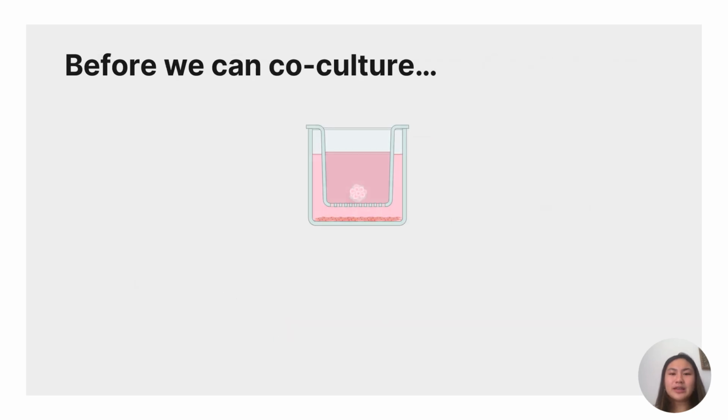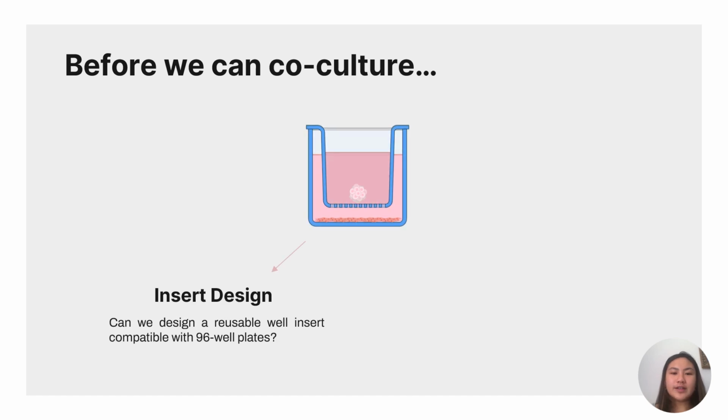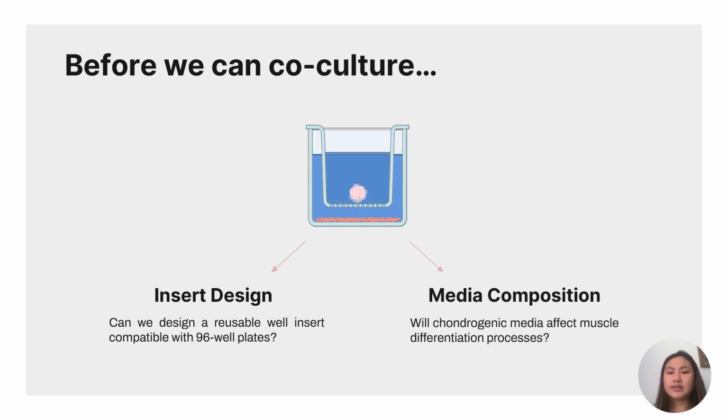But before we can coculture in this transwell insert, there are two separate concepts we must be aware of and think about. First off is the insert design. Are we able to design and 3D print a reusable well insert that is compatible with our 96 well plates that we use in our cell culture process? And our second idea that we must think about is the media composition. Will chondrogenic media affect muscle differentiation processes? And so if we are co-culturing muscle cells and chondrocytes, how will they interact with each other, and will our media composition be detrimental to either of those cell populations?